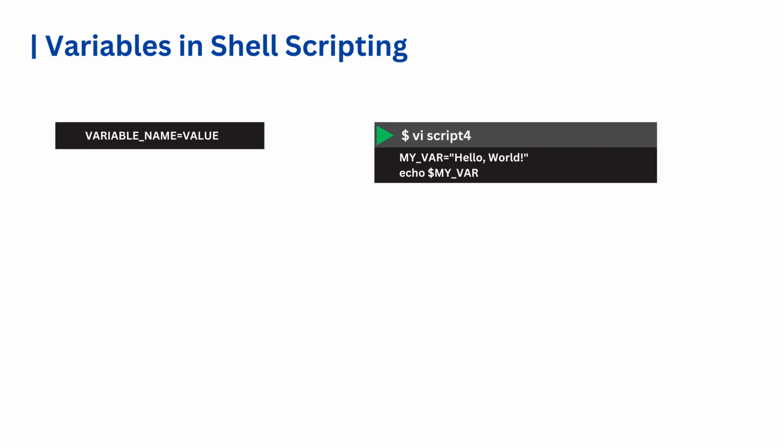For example, this script assigns hello world to the variable my_var and then uses echo to print its value. To access the value stored in a variable, prefix the variable name with a dollar symbol, like $my_var. This tells the shell to replace $my_var with its value.